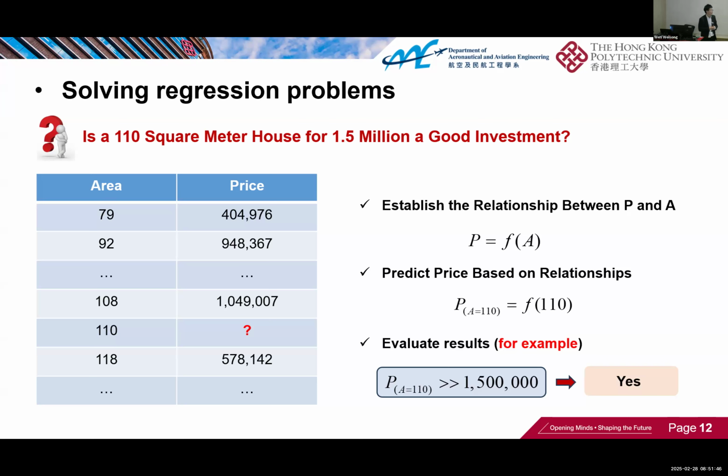First, we can establish the relationship between A, the area, and P, the prices, as a function f(A). So you can predict the prices based on this relationship, using the data above and below to build the model. Then you can evaluate: if the predicted value is much larger than, for example, 1.5 million, it means this is a good investment.